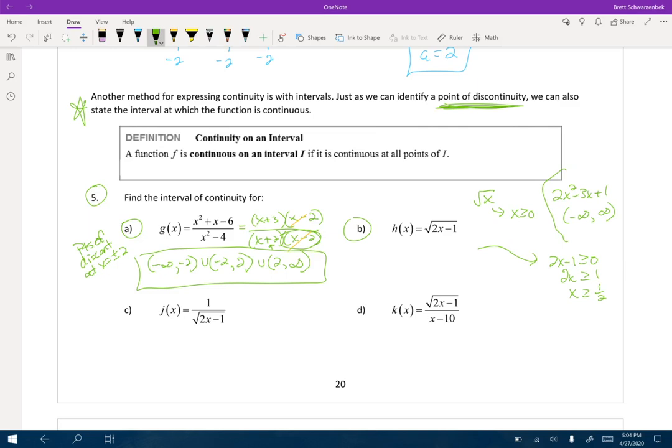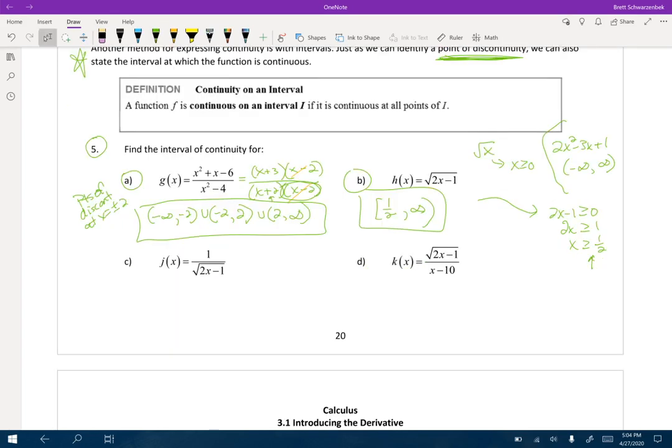But if we put 0 in there, we get 2 times 0 is 0, minus 1 is the square root of negative 1. So this is an imaginary result, and therefore it's not continuous in the real number system. So it wouldn't be continuous there. So what's our continuity interval? We have to start at 1/2, including it, and then go to infinity on the right side. So that is going to be our interval.